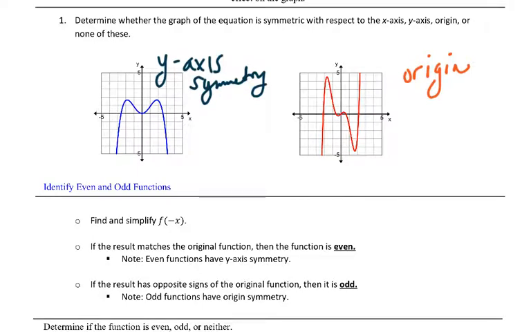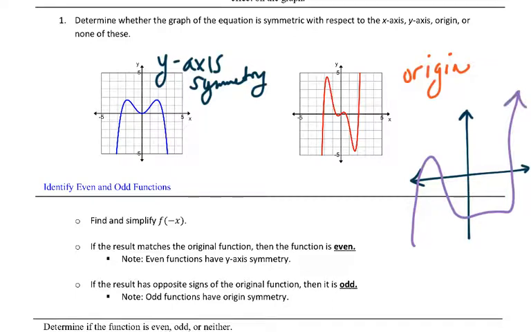Let me draw a quick sketch of a graph that does not have any of these symmetries. If I had a graph of a function that was like this, there's no way that I could reflect this over the x, the y, or about the origin to get the same function that I had originally. And so this does not have any symmetry.